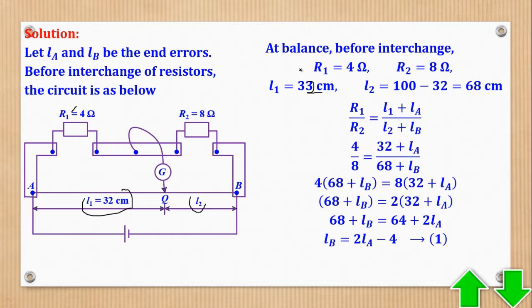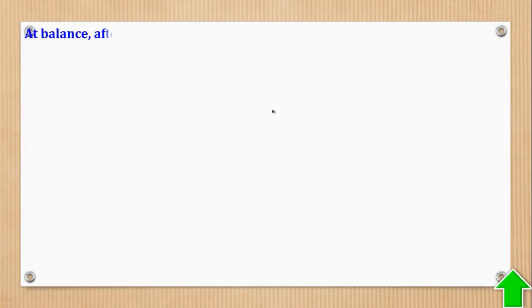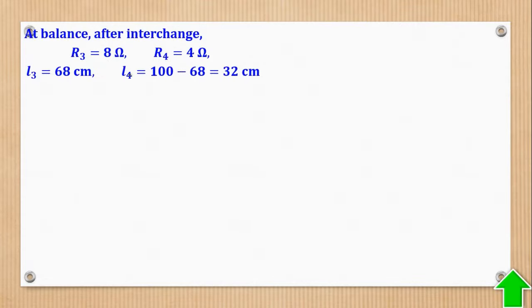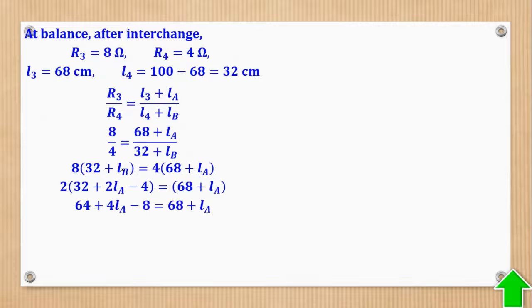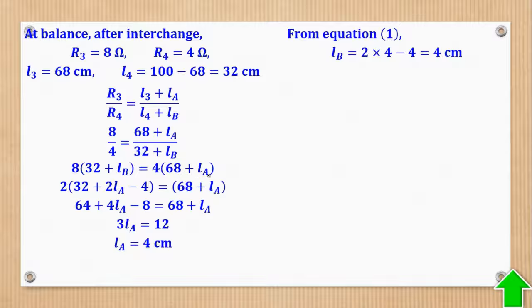What about after interchanging? After interchanging, we have R3, R4, L3 and L4. Therefore, at balance, that's what happens. Then substitute, cross multiply, reduce, and substitute. Here we have substituted for LB so that we have only one unknown. Our aim is to make LA the subject, and that will be the value of LA. When we get LA, we can get LB, and that will be the value of LB. So those are the end error lengths.